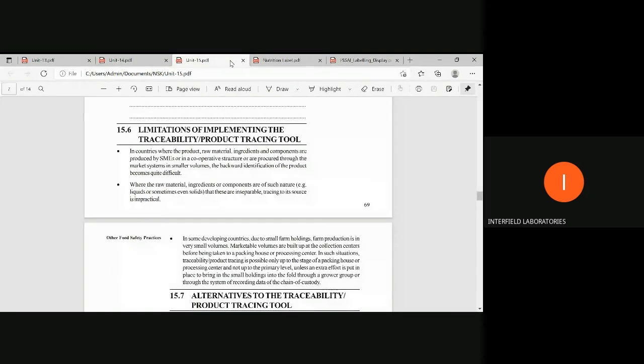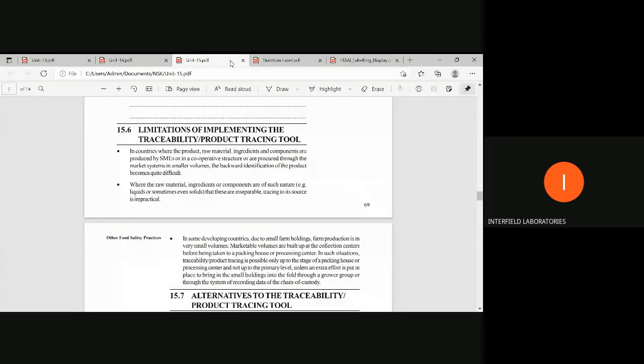Now, the limitations of implementing a traceability tool. In countries where the product, raw material, ingredients and components are produced by small and medium enterprises, or in a cooperative structure, or are procured through market systems in smaller volumes, backward identification of the product becomes difficult. And where the raw material, ingredient or components are inseparable, tracing to the source is impractical.